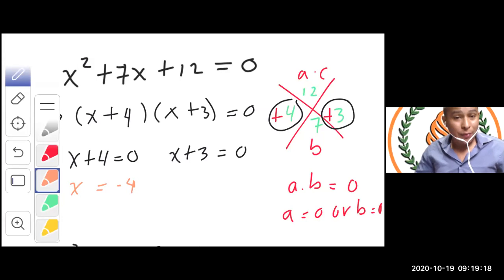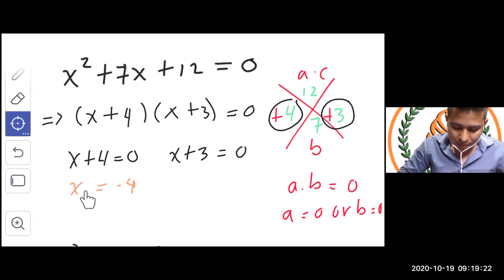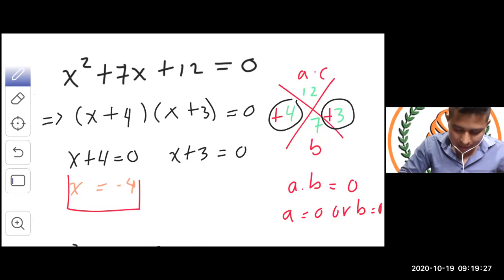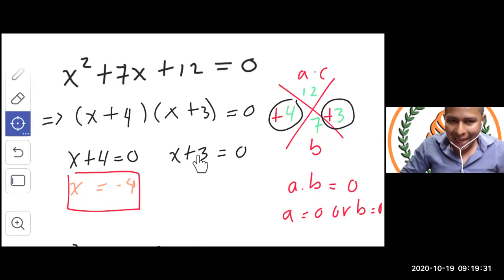That is going to be negative 4, right? Okay, is the x alone? Yes. It's okay. This is my first solution, guys. Okay, let's go to the other one. We need to let the x alone.